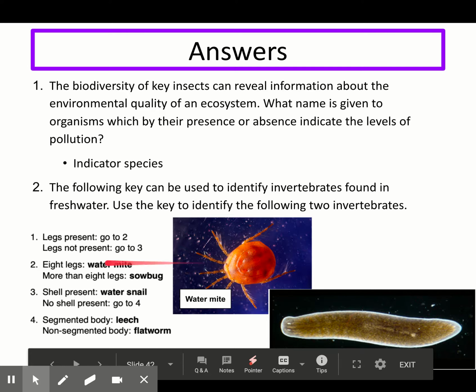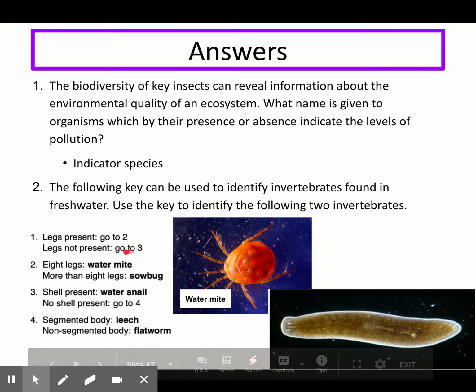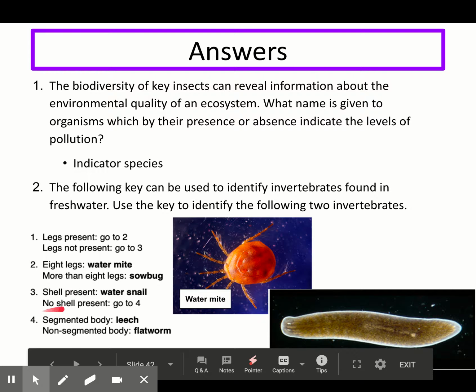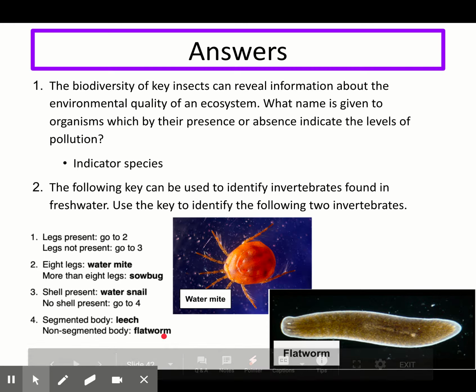Looking at this one and starting from number 1 again, legs present or legs not present? They're not present, so I'm going to go to 3. Shell present or no shell present? There's no shell in this picture, so I'm going to go to number 4. Segmented body or non-segmented body? This is all just one big segment, so non-segmented body, which means that this is a flatworm.